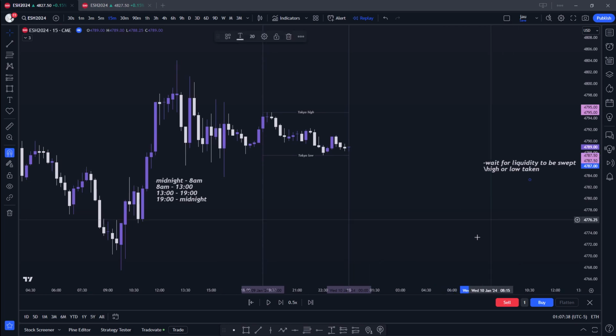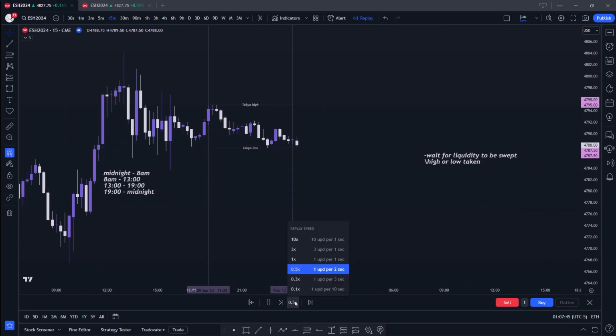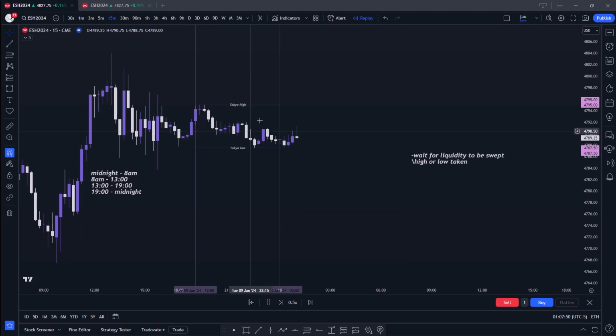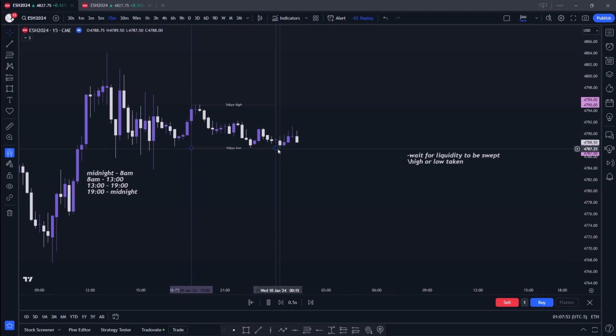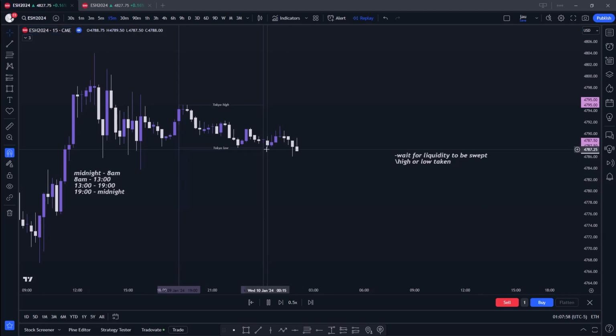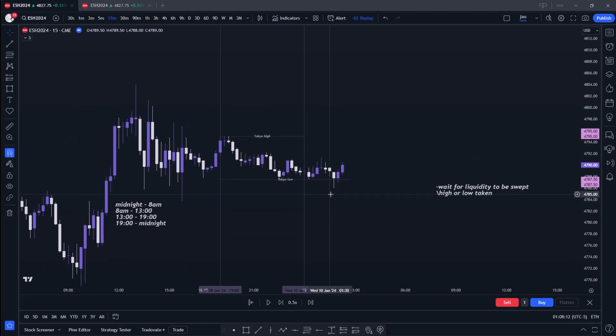Right? So let's move on a little bit more. Price is still printing, keeping in mind this is the high and this is the low. We're still looking to see which liquidity would be swept first, and there we go. At that point, we just saw the Asia session low getting swept. Drawing out the line, we can see the Tokyo low was swept first.